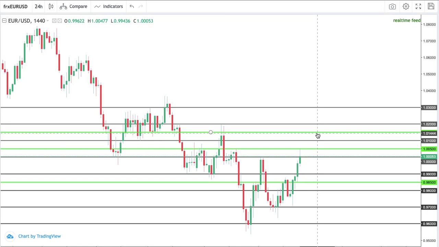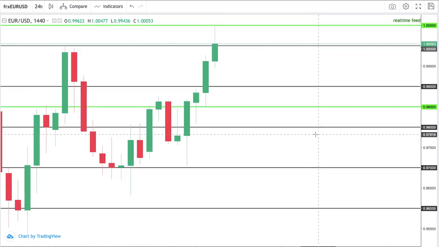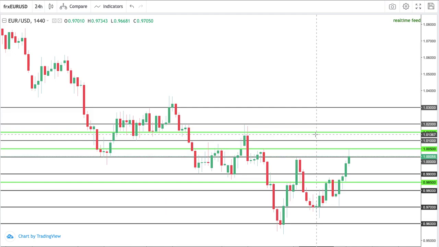So how to use psychological numbers: you don't need your chart piled up with psychological numbers. All you have to do is draw down the most important ones, which are the major psychological numbers, and then wait for price to get there. Then take your trades. How you use them is very, very simple.